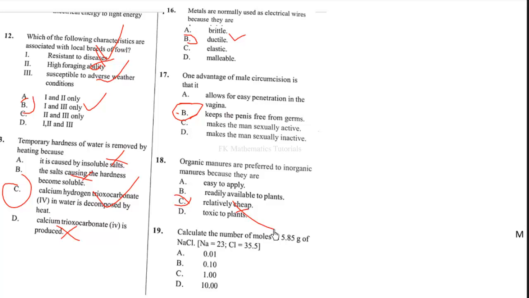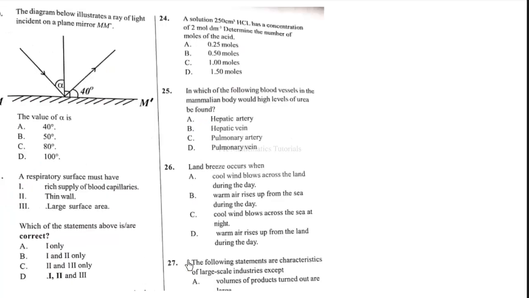Calculate the number of moles in 5.85 grams of sodium chloride. So when I calculated this, I had 0.1. The steps for all the calculation questions can be found at the end of this video. Okay, so we move to the next one.